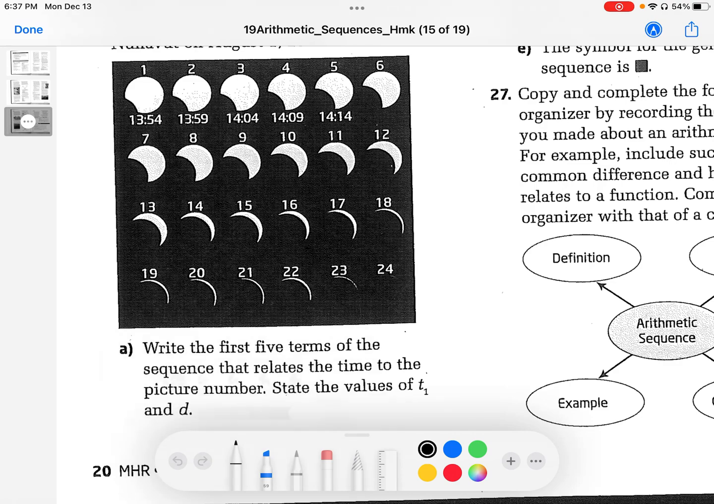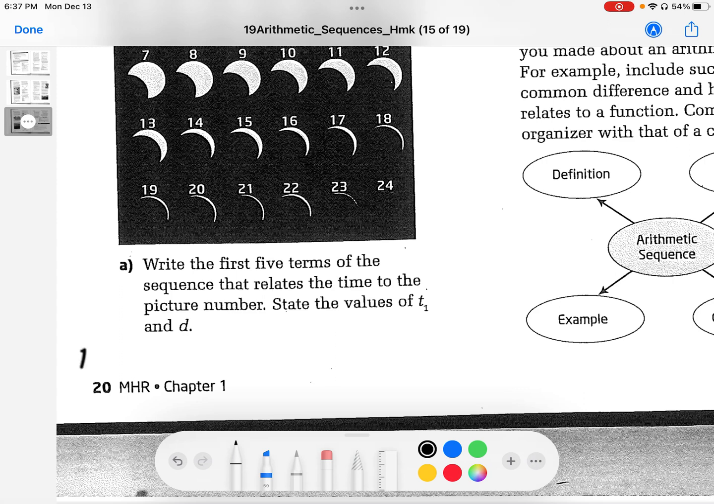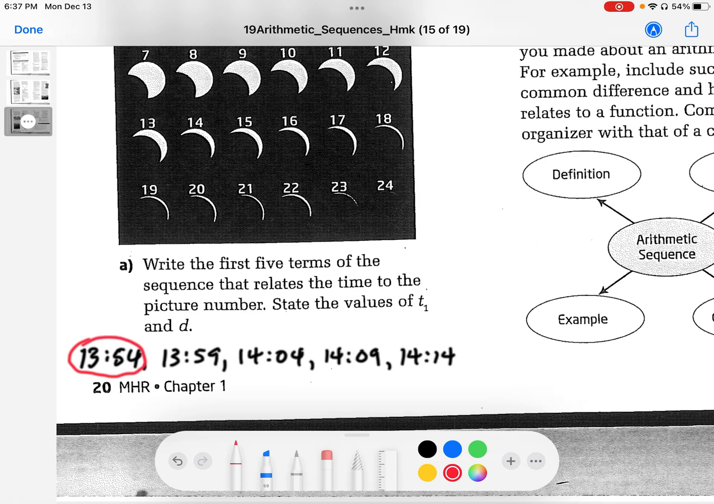Okay, it's going to be, right down here, 1354, 1359, 1404, and it looks like it's increasing by 5 minutes, 1409 and 1414. Okay, so those represent the first 5 terms of the sequence. The value of T1 would be the first term. That would be 1354, and the common difference, the d, is equal to plus 5 minutes.